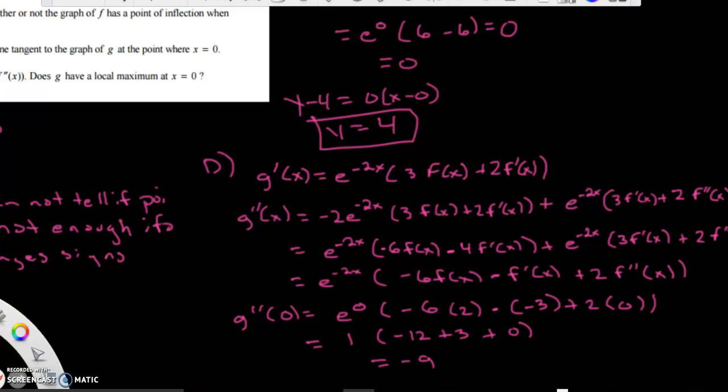So this thing is concave down, so it has to be a max, right? So local max at x equals 0 because g double prime of x is less than 0.